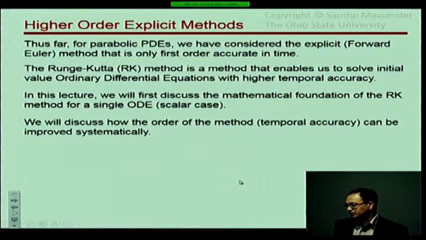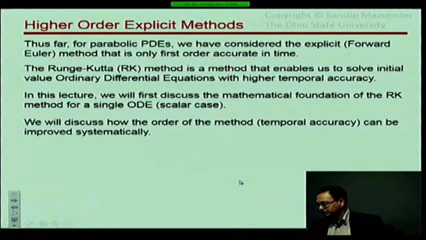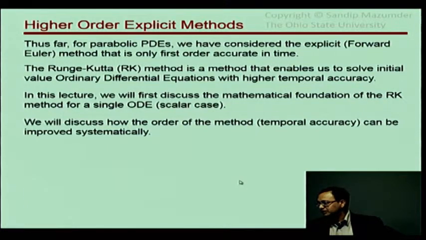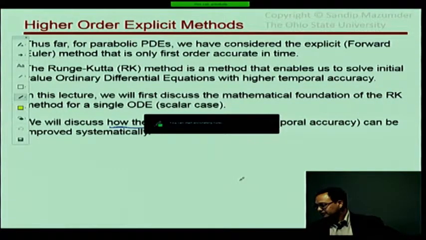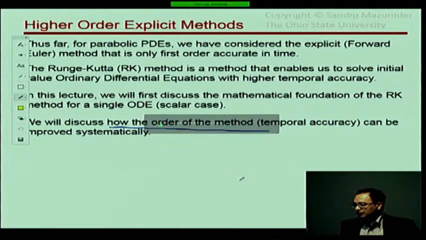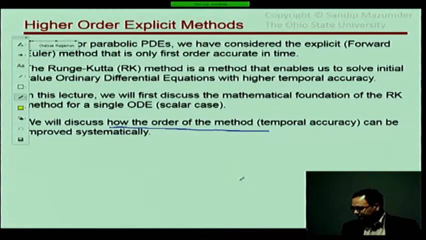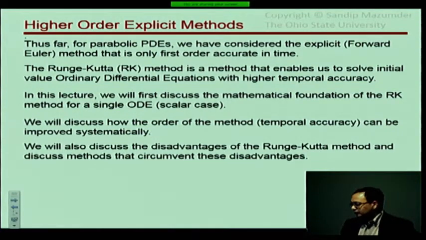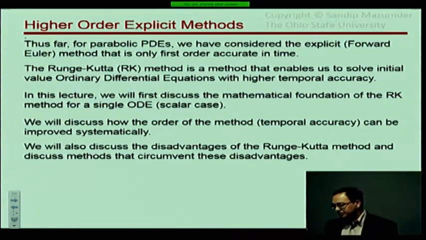of this method. So here we are going to talk first about the Runge-Kutta method for a single ODE. Okay, again we are switching gears sort of backwards from PDE to ODE. We're going to talk about a single ODE, and then we will talk about how to improve the order of the method. Okay, which is really the whole idea here. And then after that we are going to talk about its advantages, disadvantages, and how those can be circumvented.